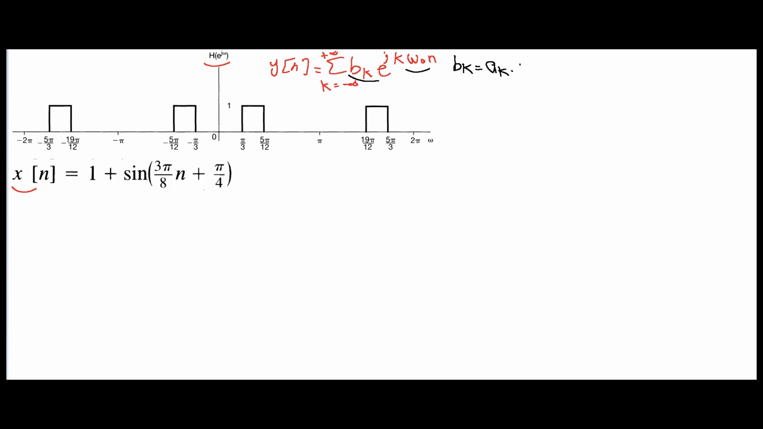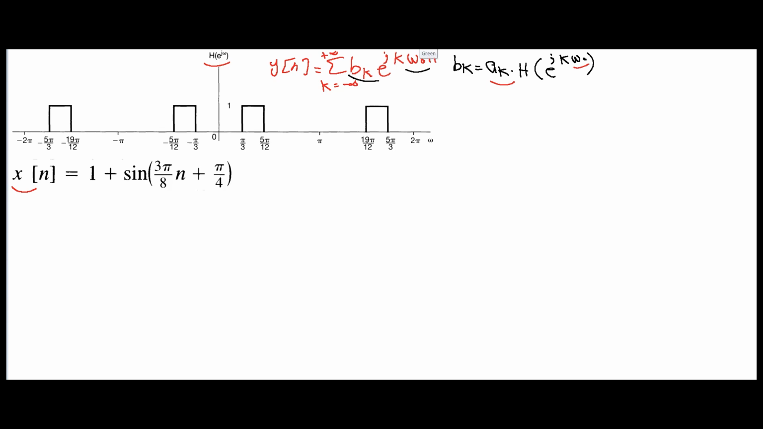On the other hand, we know that b_k equals a_k times H(jkω0). So first we need to compute a_k and ω0.